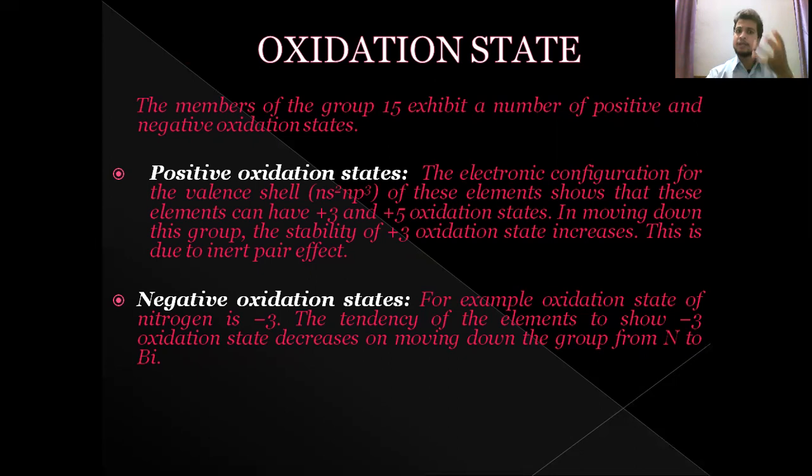But the tendency to take these 3 electrons, or the tendency to show the -3 oxidation state, decreases down the group. Why? Obviously, when we move down the group, the size of the elements increases. With increase in size, their electron gain enthalpy will decrease. Their electronegativity will decrease. As a result, they will not be able to gain electrons. So the tendency to show this -3 oxidation state becomes less as you move down the group. The first few elements like nitrogen and phosphorus will be able to show the -3 oxidation state, particularly nitrogen. The others will not be able to show it.